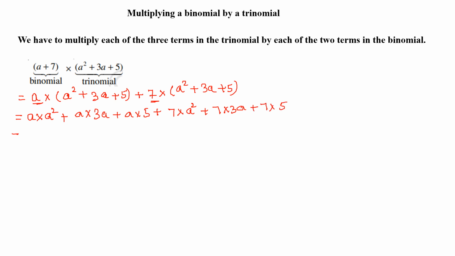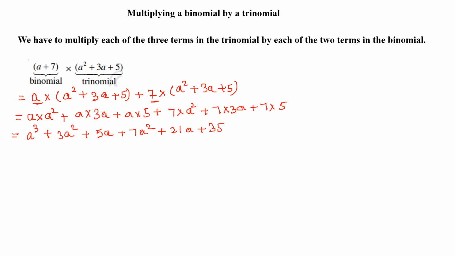Now a into a square will be a cube, plus a into 3a will give you 3a square, plus a into 5 is 5a, plus 7a square, plus 21a, plus 35.